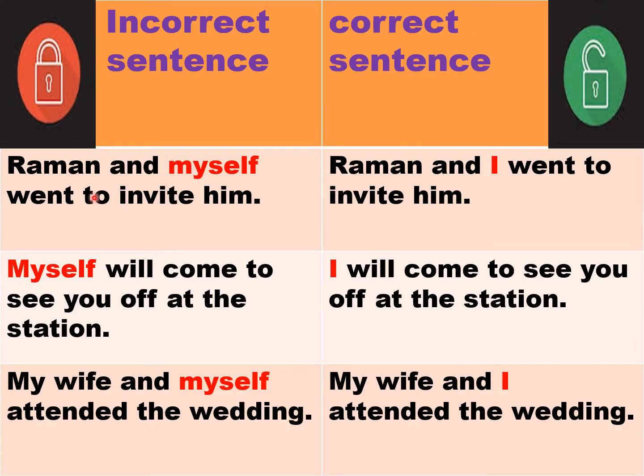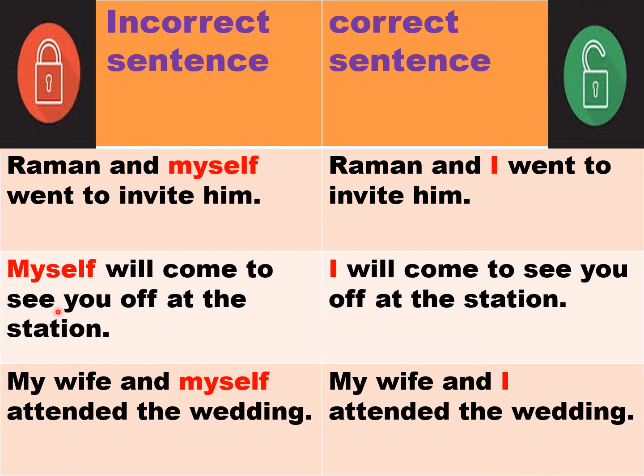Raman and myself went to invite him. Myself is a reflexive pronoun and is used when you are the object of your own action. Use myself when the person speaking or writing is both the subject of a sentence and its object. Instead of myself, we must use I only. Here, we must use I as it is the subject. Raman and I went to invite him.